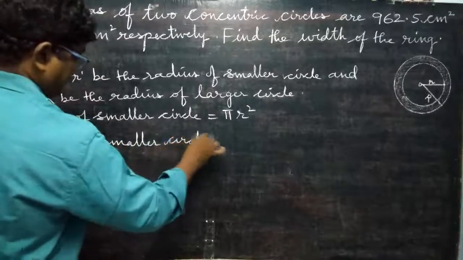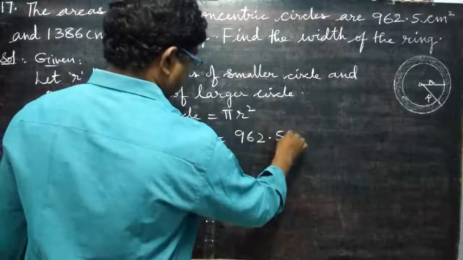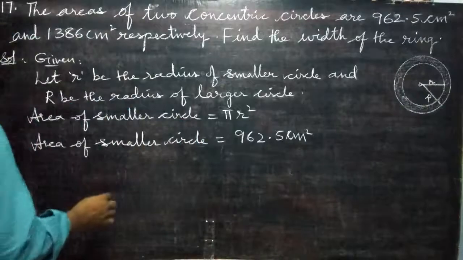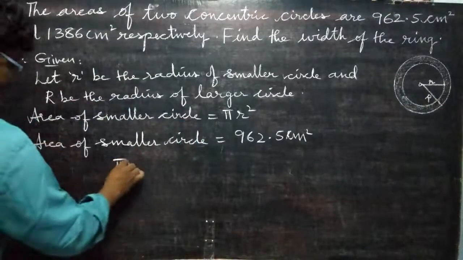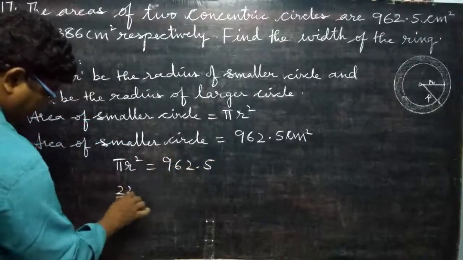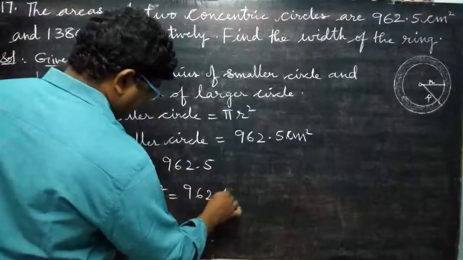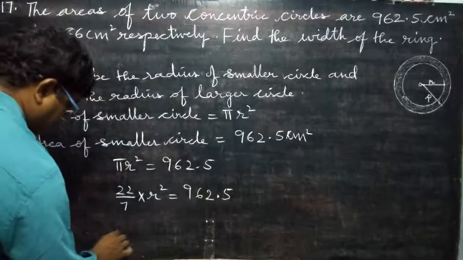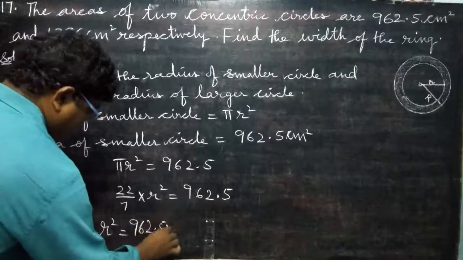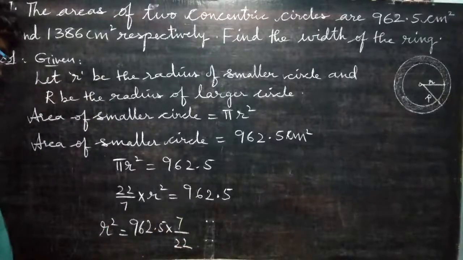How much have they given? They have given 962.5 centimeter square. Now we are comparing, because both are areas. Pi r square is equal to 962.5. Pi means how much? 22 by 7 into r square is equal to 962.5. Now r square is equal to 962.5 into 7 by 22. Able to follow? 7 by 22. Now simplify it.